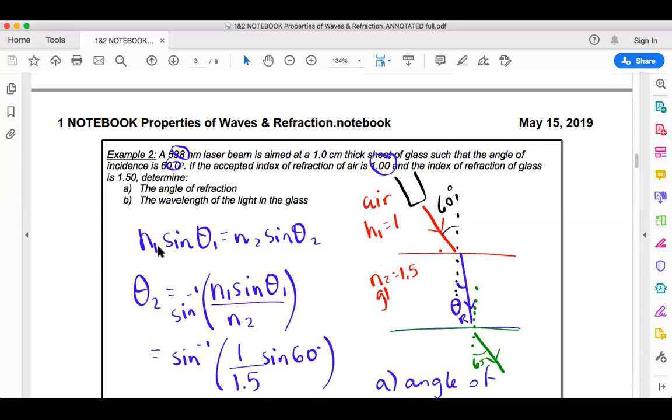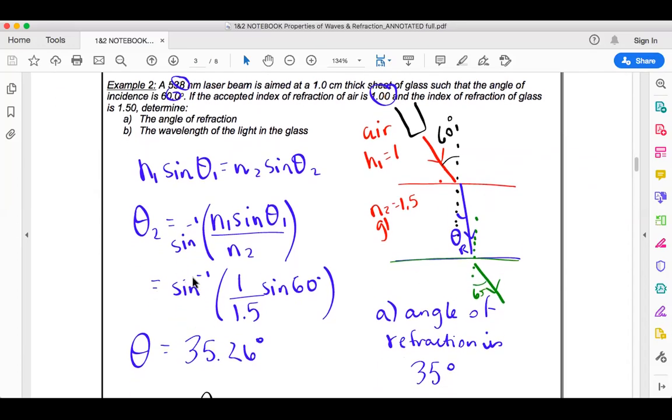So we've got N1 sine theta 1 equals N2 sine theta 2. We have both indices of refraction and the incident angle, and we can solve for the refracted angle. Just make sure you understand and can use the inverse sine button, and we get 35 degrees.